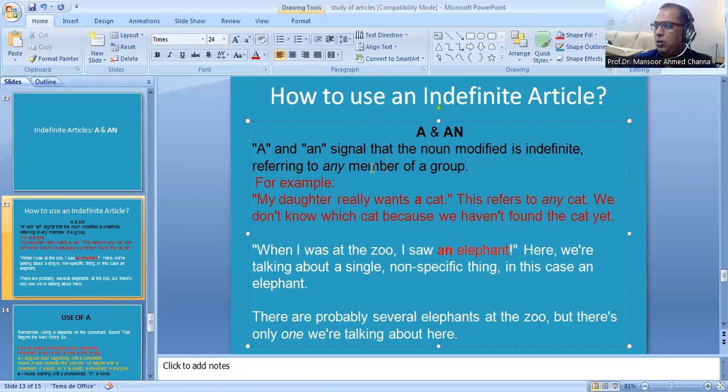When I was at the zoo, I saw an elephant. Second example, here we are talking about a single non-specific thing, in this case an elephant. There are probably several elephants at the zoo, but there is only one we are talking about here.